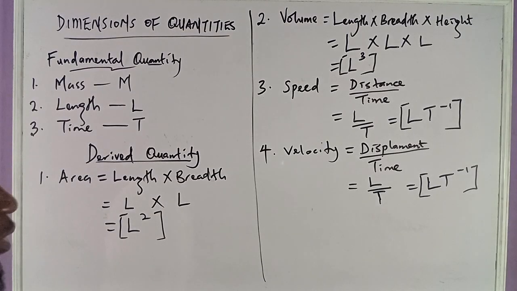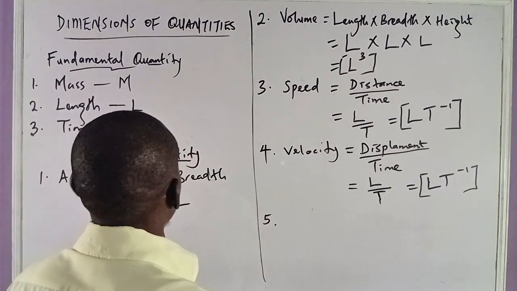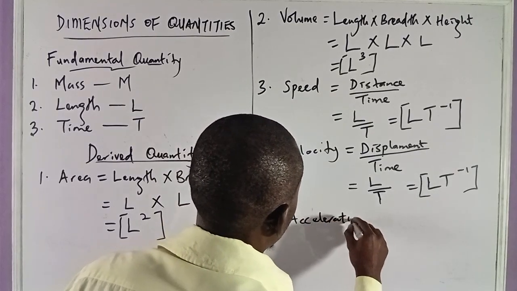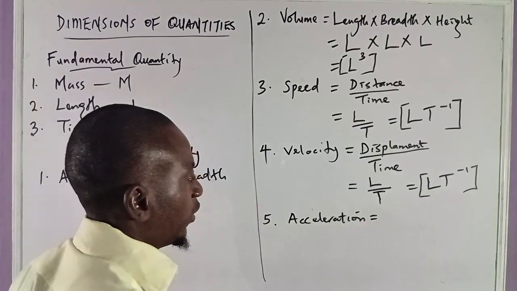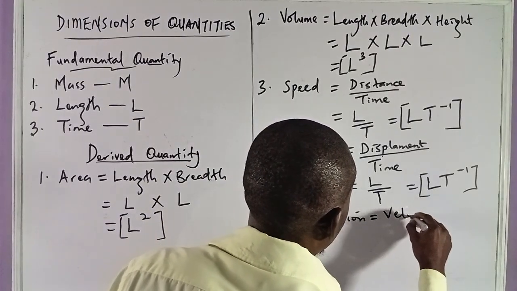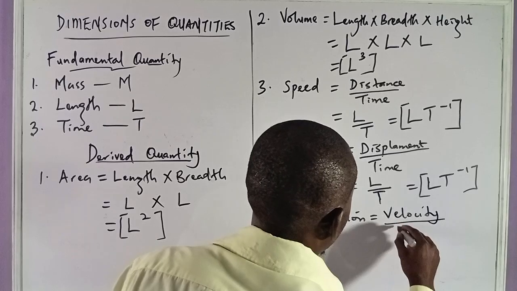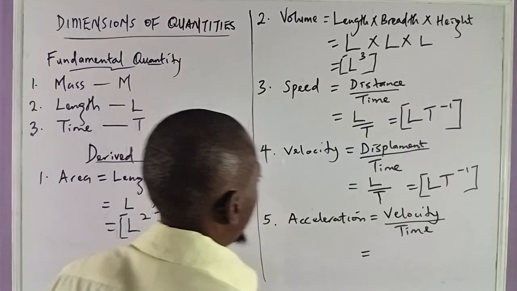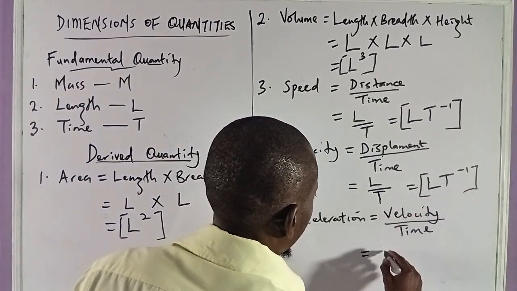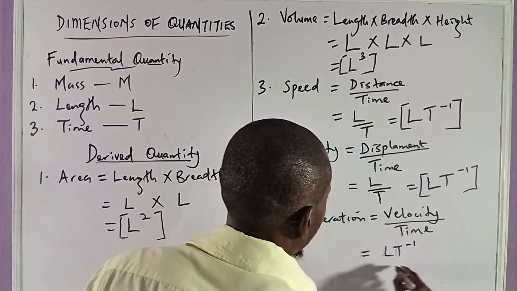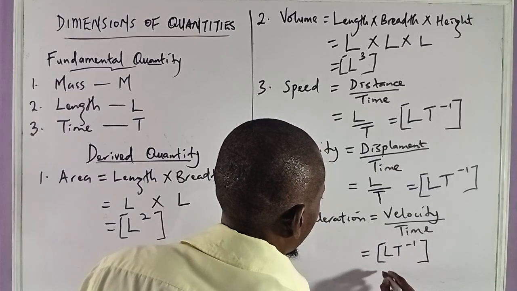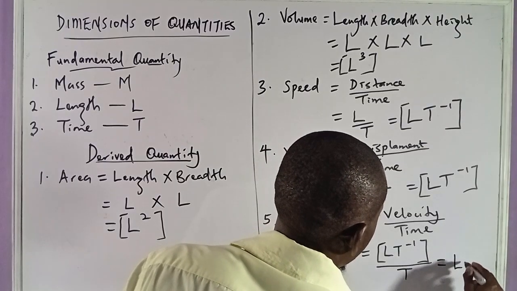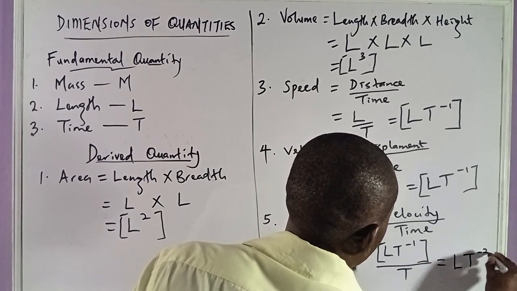The next one will be acceleration. Number 5, acceleration. Acceleration can be gotten from velocity divided by time. Velocity, as we've gotten earlier, is L divided by T, divided by another time T. So mathematically, this is going to give us L over T squared.